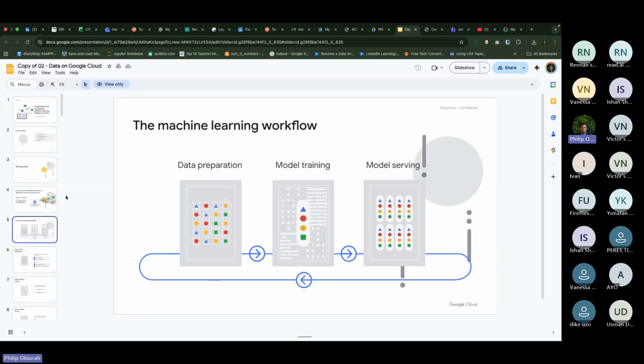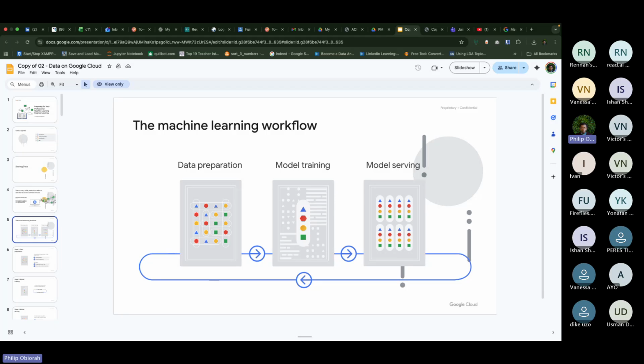Now, the machine learning workflow. You have these three stages of data preparation, modeling, and model serving. This is not a linear process. You can see it's iterative. You can do data preparation, do the model training, and come back again, collect more data, or tweak the data, or transform the data again, train the model, serve the model, come back again. So it's an iterative process, and it's not a linear process.